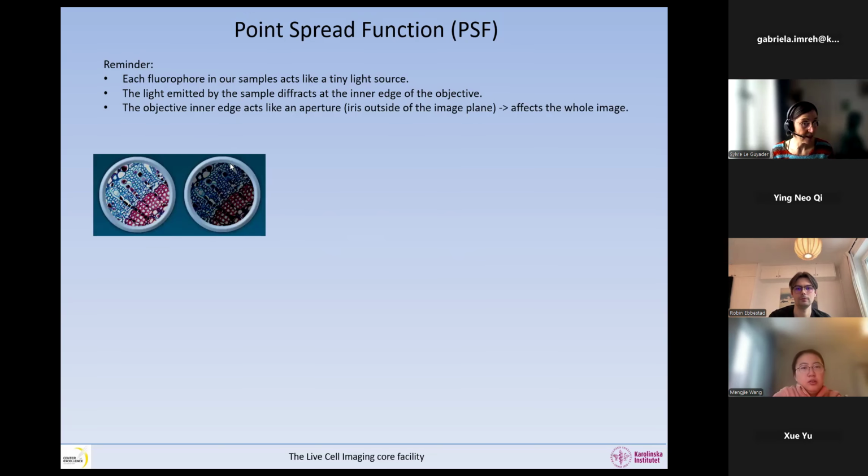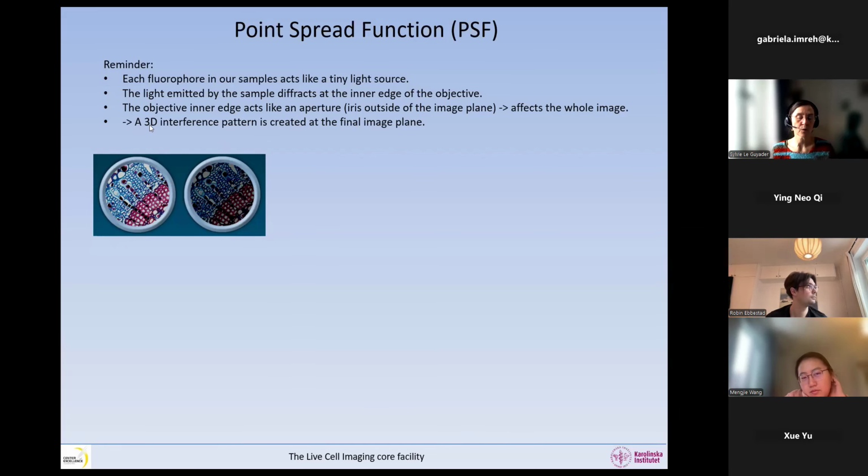So we have irises in the light path. If they are at a place where we have an image plane, then when we close the iris, we can see like a black curtain. But if the iris is outside of the image plane, which is what happens in the case of the inner edge of the objective, then it affects the whole image when it's closed or open. Of course, clearly inside an objective, we're not saying that we can close and open the objective, but the objective has a certain size. So you can understand that the image is going to be brighter or dimmer depending on the size of the inner edge of the objective.